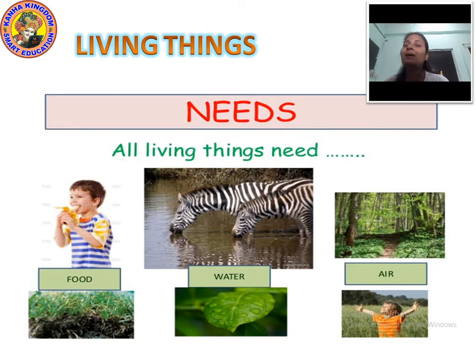What are the things that living things need? Living things need food. Living things need water. And living things need air. Now I am repeating one more time that living things need food, water and air. Without all these things, a living thing will die.